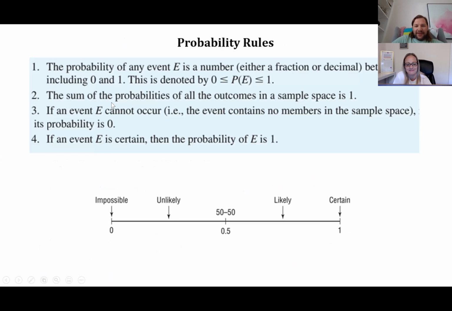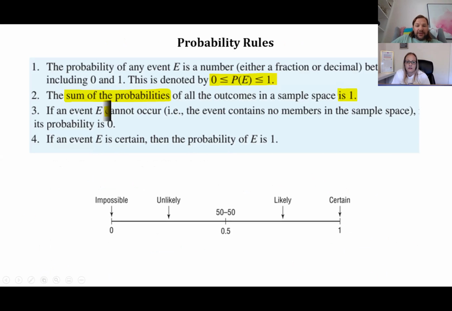Okay, so the probability of an event is a number, either a fraction or a decimal, between 0 and 1, and it's usually denoted by P(E), okay? Greater than or equal to 0 and less than or equal to 1. The sum of the probabilities of all the outcomes in a sample space is always 1. And if an event E cannot occur, then the probability is 0, okay? And if an event is certain, then the probability is 1.